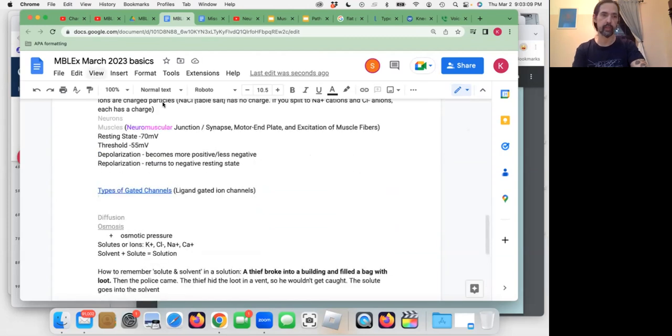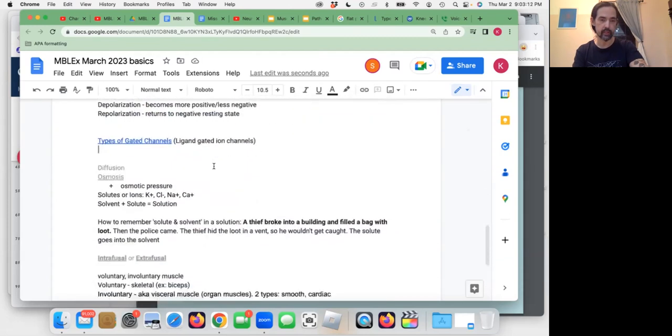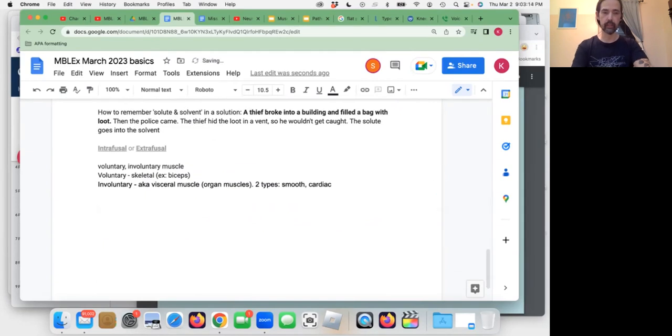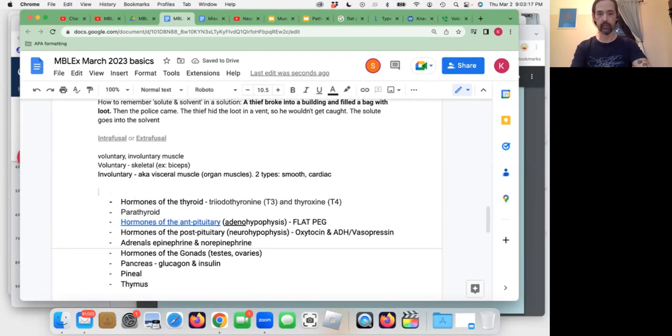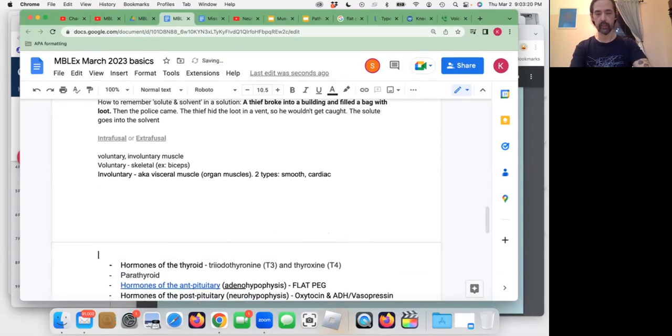Okay, so in the MBLEx March 2023 basics, I'm going to scroll down to the bottom now, and we're going to start working on, not all of this will be here. Actually, I'll just go to the next page. We're going to start working on the hypothalamus and pituitary, which also gets into neuron anatomy, and I'm going to call this the top of the endocrine system.